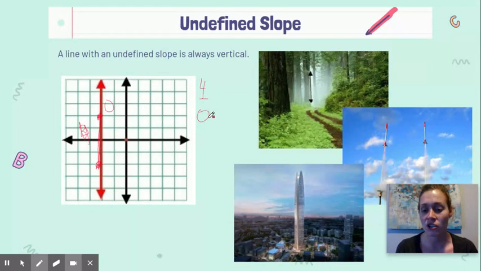We can't divide by 0 because there are no groups for us to even break that into. So 0 cannot be on the denominator. When 0 is on the denominator, it just doesn't make sense. So we say it is undefined. There's really no answer. And so whenever we have a vertical line, 0 ends up being the run, which is the denominator, which means there is no answer. It's undefined. So anytime we see a vertical line, we always just say that our slope is undefined.